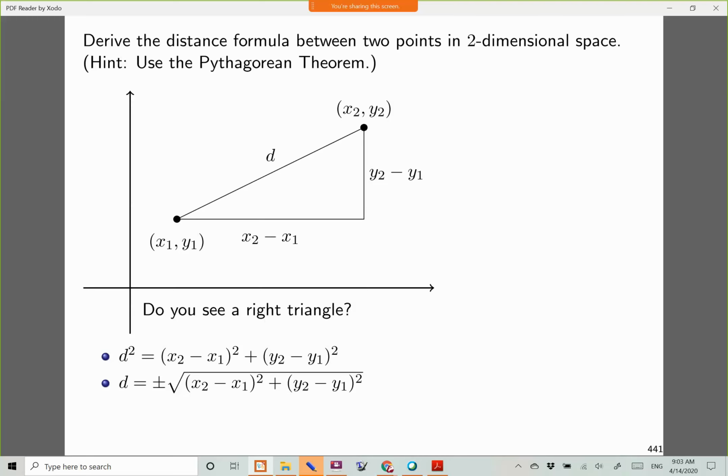However, in this specific situation, we're talking about d as a distance, so we can't have a distance like -5. So for this specific thing, we're going to remove that plus or minus sign because distance can't be negative. Okay, so this is the standard distance formula.